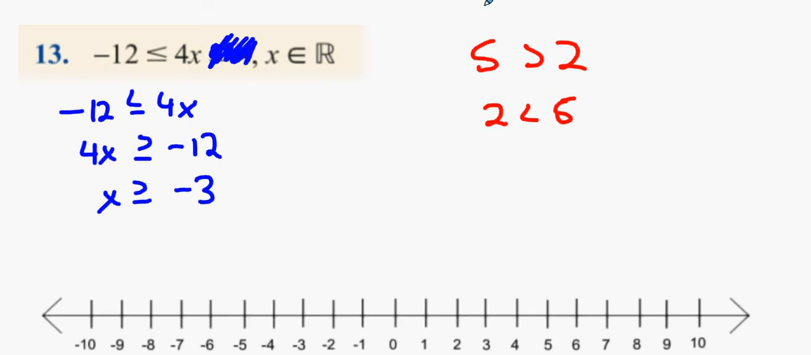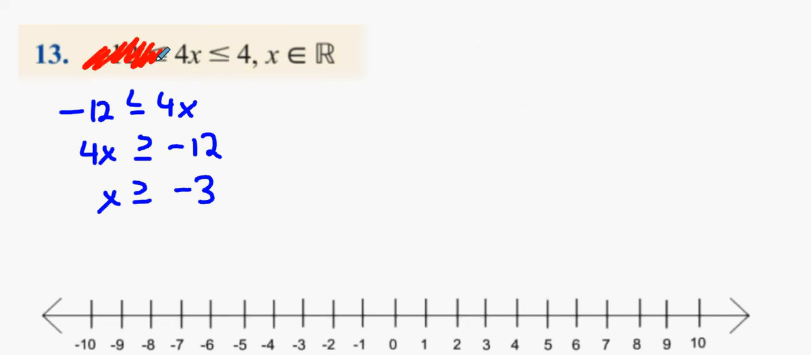Okay? Now, next one I'm going to do, guys, is the 4x less than 4. So I imagine that this part doesn't exist. And now we have 4x less than 4. And then divide both sides by 4. Less than 1. Okay, the minus 3, hollow or filled in? Filled in. Okay, the 1, filled in or hollow? Filled in. And then in between? Yeah. You guys happy enough with that?